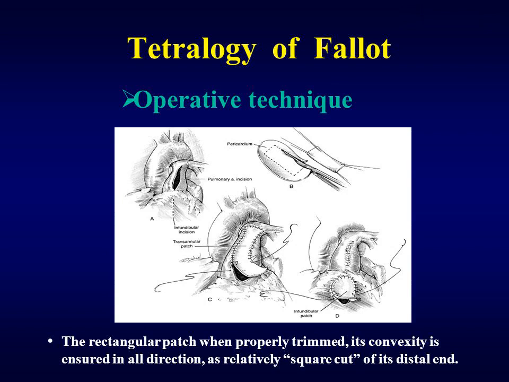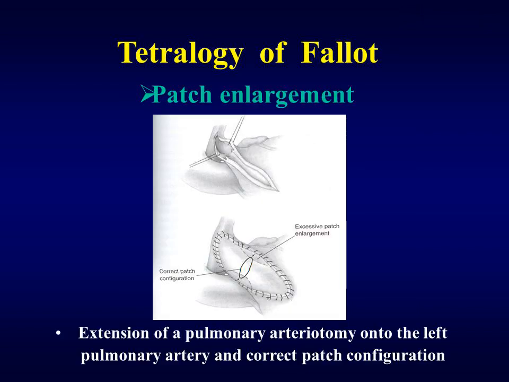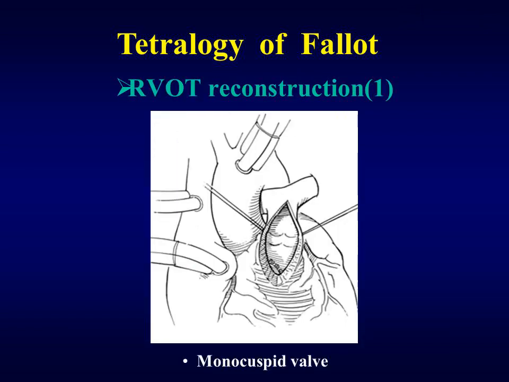Tetralogy of Fallot operative technique. The rectangular patch, when properly trimmed, has its convexity ensured in all directions, as well as a relatively square cut of its distal end. Tetralogy of Fallot patch enlargement. Extension of a pulmonary arteriotomy onto the left pulmonary artery and correct patch configuration. VIT reconstruction 1.